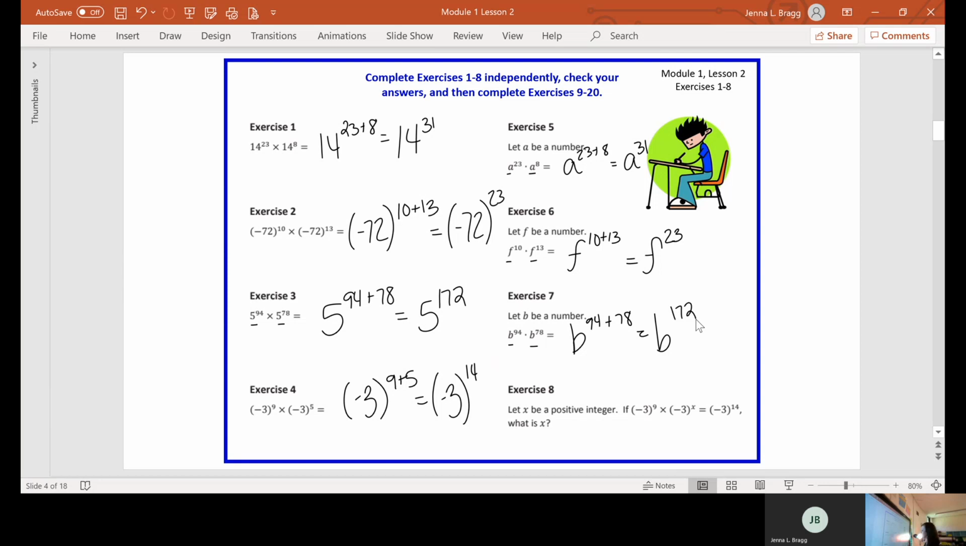Now look at number 8. Instead of us adding our exponents, we know that 9 plus something has given us 14. I need to figure out what that something is. You could do that by subtracting 14 minus 9 to get 5. So your x should be 5.